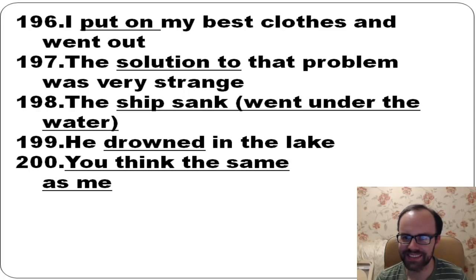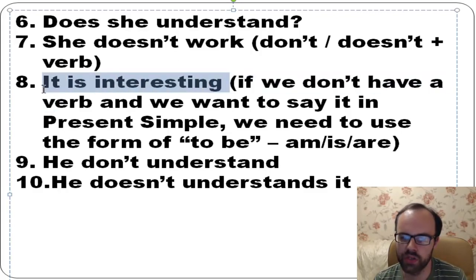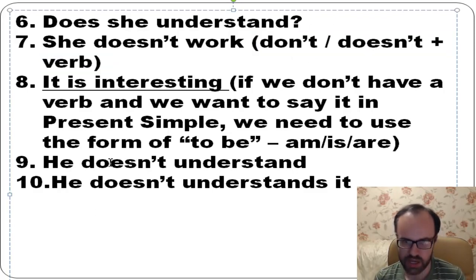Or are. So, you know, he, she, it is. So, it is interesting. So, we don't have a verb. So, we need to use the form of to be. It is interesting. Okay, he don't understand. Okay? So, the same rule. Doesn't plus verb. He, she, it doesn't. So, he doesn't understand.